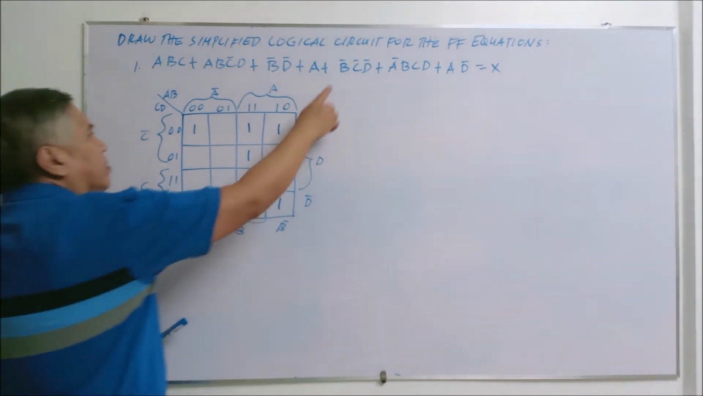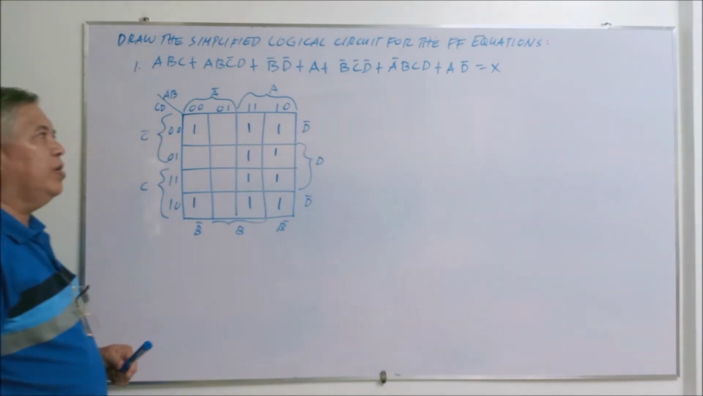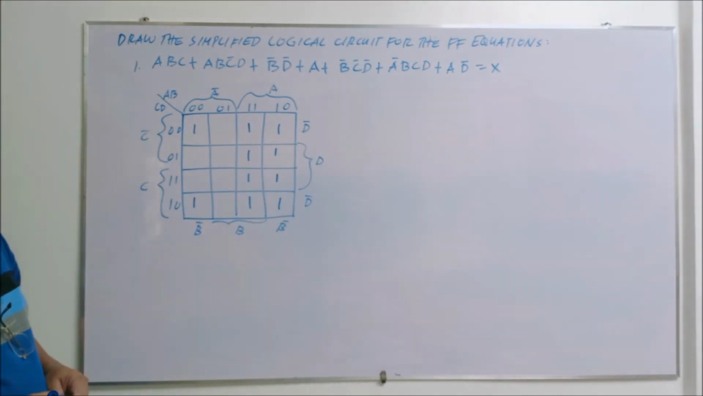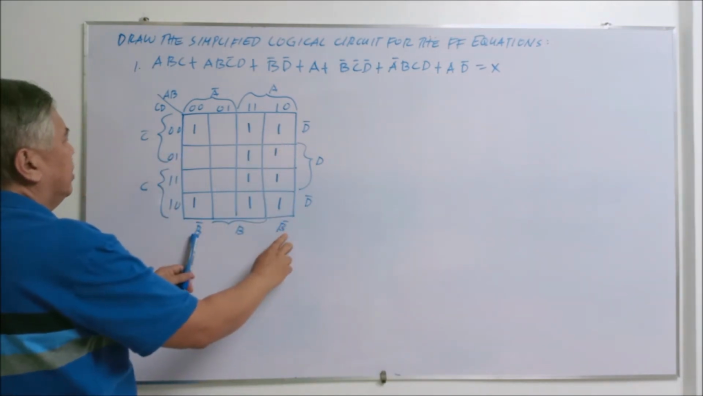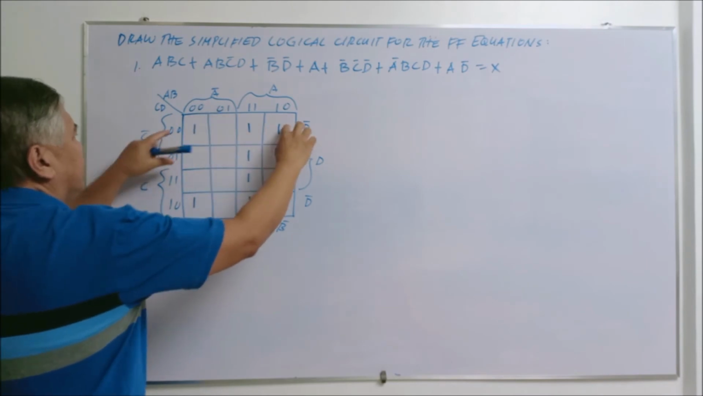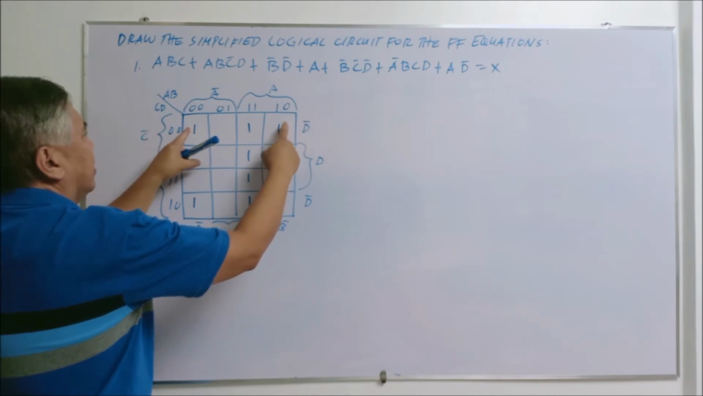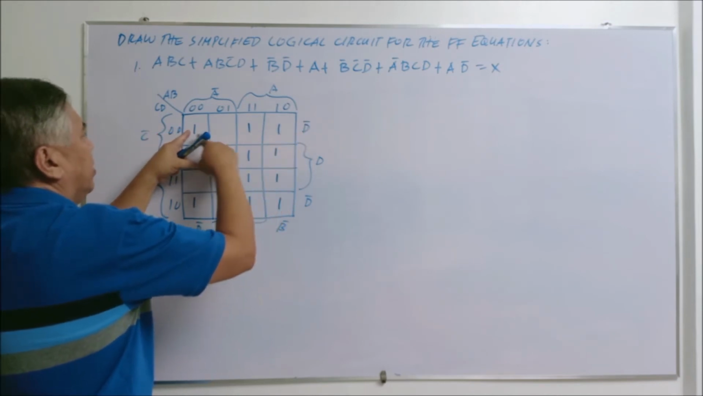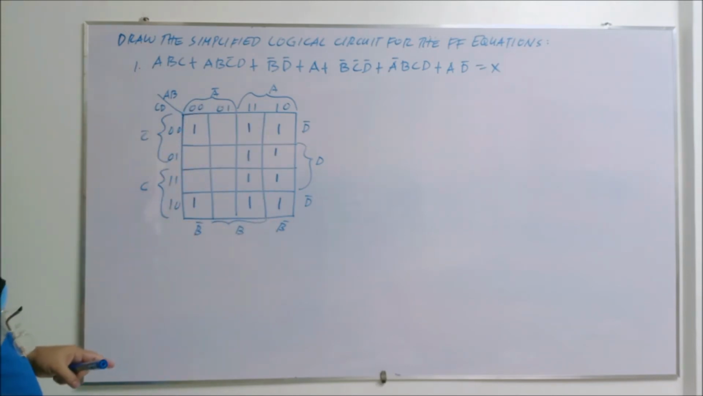Then we have B bar, C bar, D bar. That is a 3-variable term, which means you have 2 adjacent cells. So, you have B bar here, 8 cells. And then C bar here, so that means these 4 cells here, and then D bar, where's D bar? This one. Okay, so we have already 1 here and 1 here, so no need to place another 1.